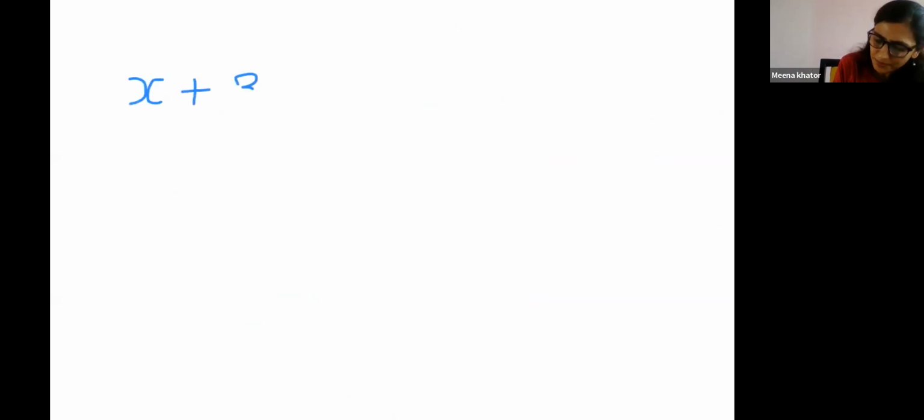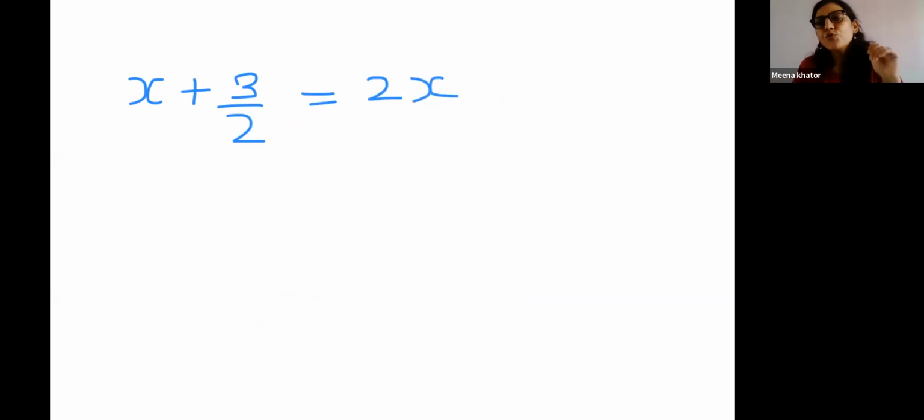So we move to the next question. x + 3/2 = x. We have to find the value of x. We will use transposing. How do you have to transpose? A hint I'm giving: we will put similar variables in one place. x and x in one place.